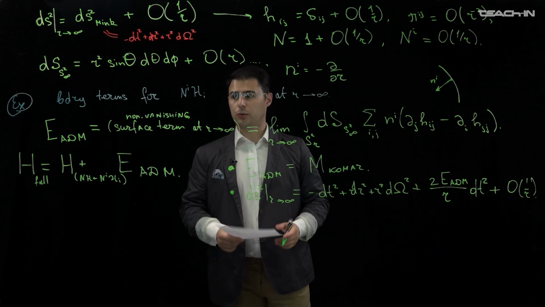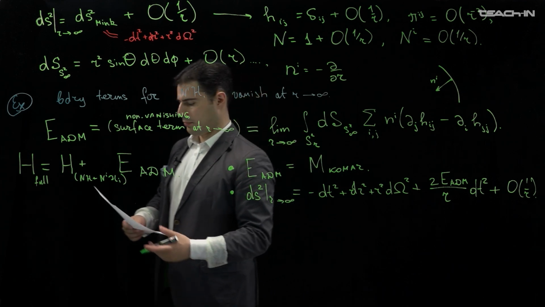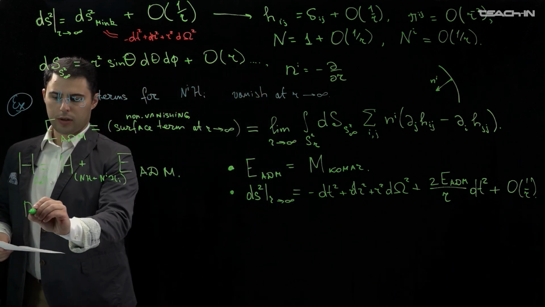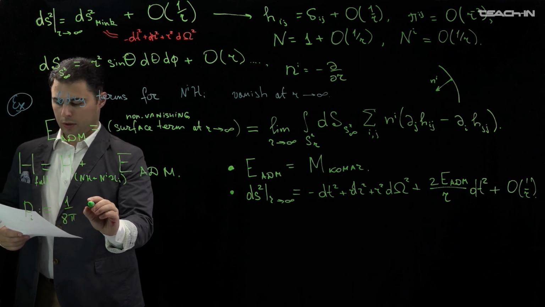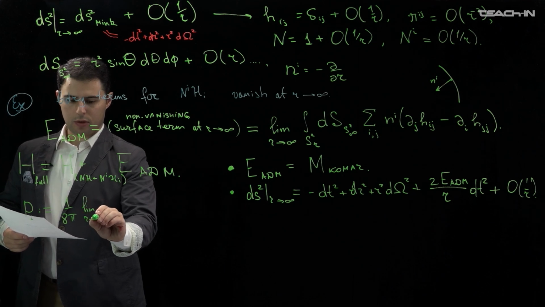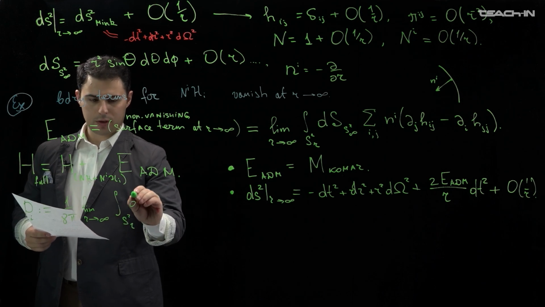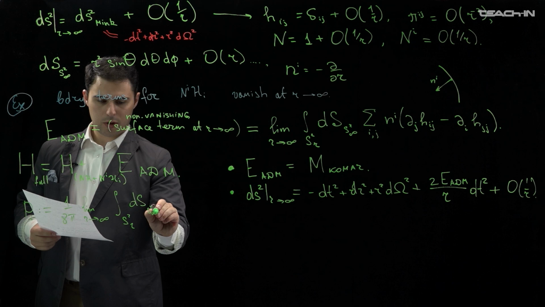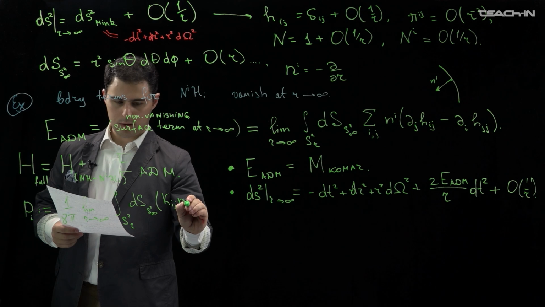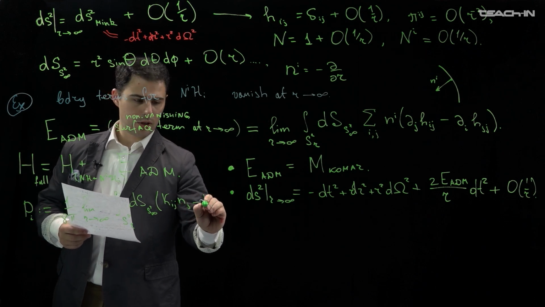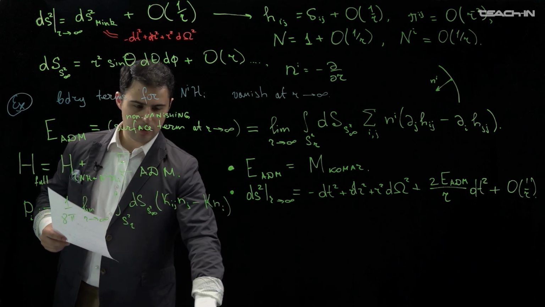Okay, so similar to the ADM energy, we can define the ADM momentum. So we define pi equals 1 over 8 pi, limit r going to infinity, of the integral over S_r of ds, K_ij n^j minus K n_i, where here we sum over j.